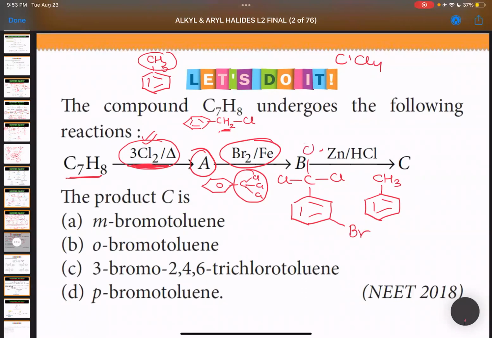So now, what do you expect from Zn/HCl? Zinc and HCl is a reducing agent. It removes the halogen atom and puts H in place of the halogen. That is a strong reducing agent, so it is used for the reduction of alkyl halides to alkanes.